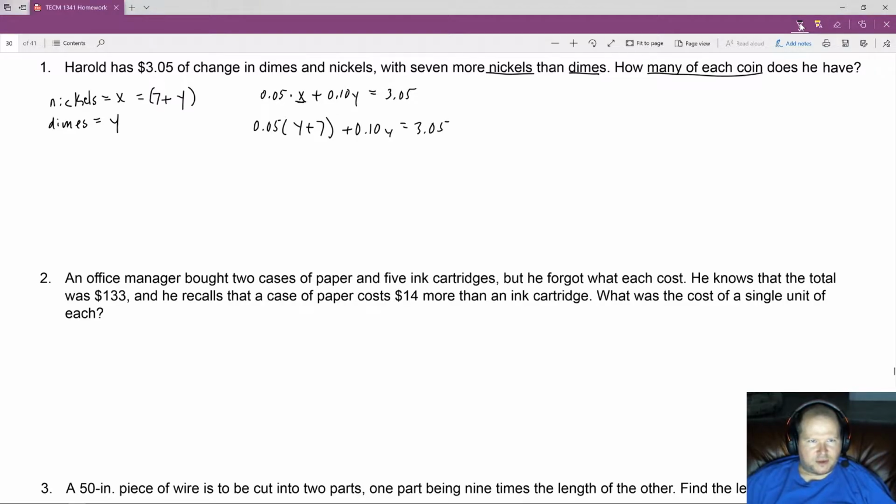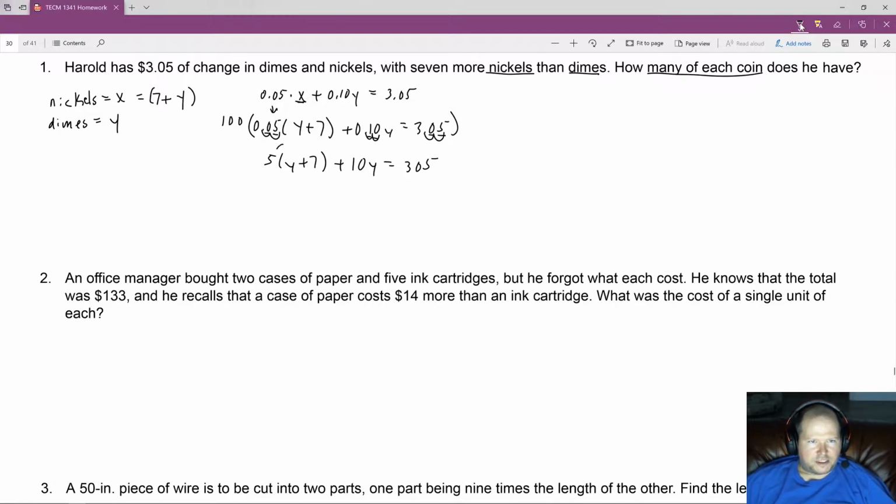Now at this point, I'm going to get rid of the decimals. I have 2 decimal places here, 2 decimal places here, and 2 decimal places here. So to get rid of 2 decimal places, I have to multiply by 100. And when I do that, I'm going to move this decimal place over to the right on every one of the terms, not inside the parentheses, though, just the stuff in front of the parentheses. Okay, so now we end up with 5 times Y plus 7, plus 10Y is equal to 305.